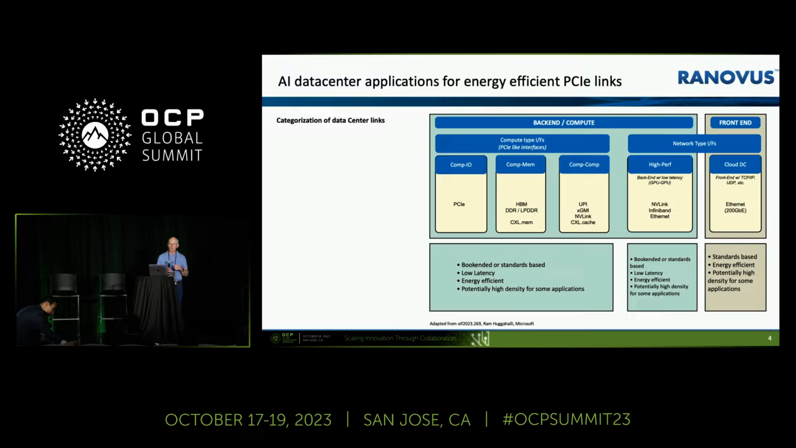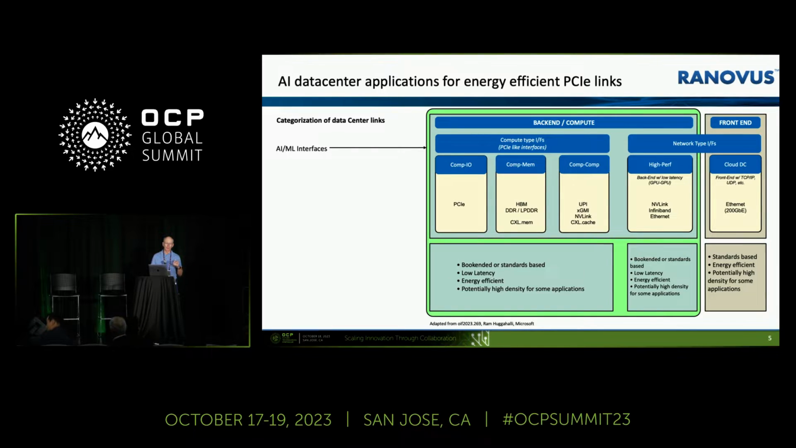I thought it would be worthwhile to talk about the applications in the data center. This is a chart that was contributed to the OIF. I've modified it a bit from Microsoft, and it shows the back-end and front-end parts of the network. In particular, the AI/ML is really driven by the part that's in green. And the PCIe part has the yellow background area, with compute to I/O, compute to memory, and compute to compute. We've listed there the different kinds of protocols that people are using.